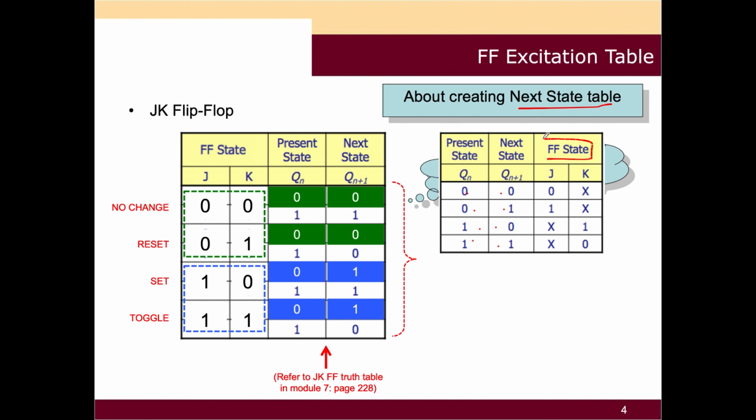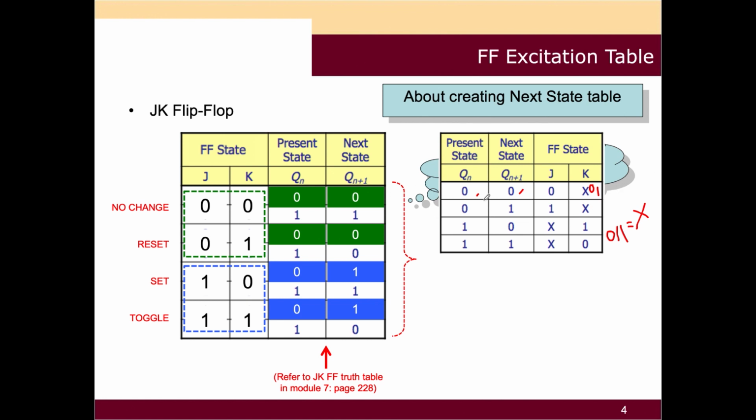Then the flip-flop inputs: you need to know that if the present state is 0 and the next state is 0, you will get 0 for J and X for K, because K can be 0 or K can be 1. It is either 0 or 1, so anything, maybe 1 or maybe 0 over here. So you will get the present state and next state as 0 0.